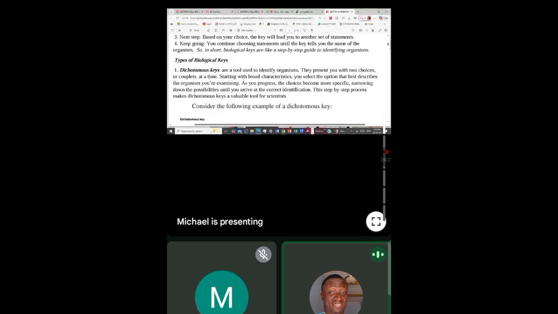You select the option that best describes the organism we are talking about. Then as you progress, the choices become more specific, narrowing down the possible organisms until you arrive at the direct organism or the direct characteristics to identify the organism we are talking about. So it goes through a step-by-step process, and it is written in word form, not numbered. So they are written together.